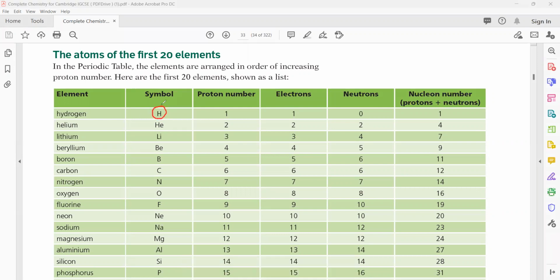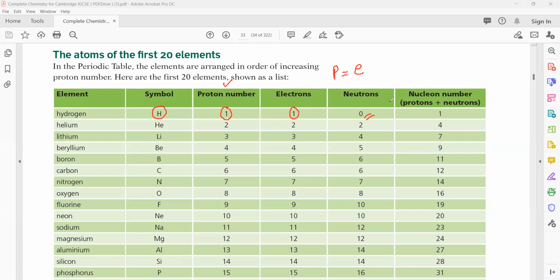It's mentioned here that it has only one proton. It means its proton number is 1. We know that protons are always equal to electrons, so the electron number is also 1. But look at this: the 0 means that in a hydrogen atom, in the nucleus, there is no neutron. Understand, my dear? Is this point clear?